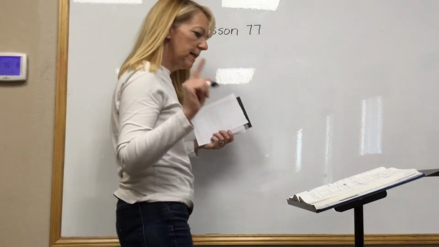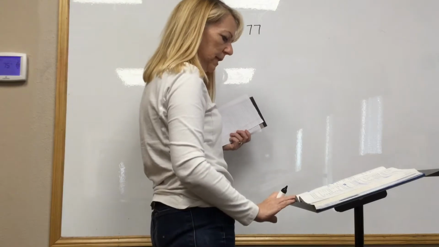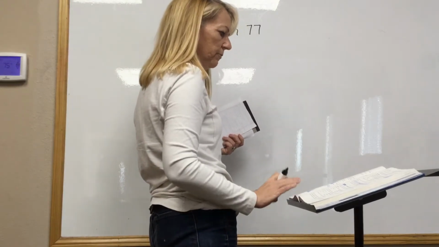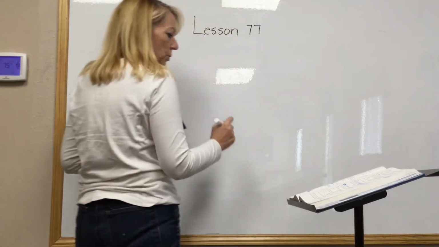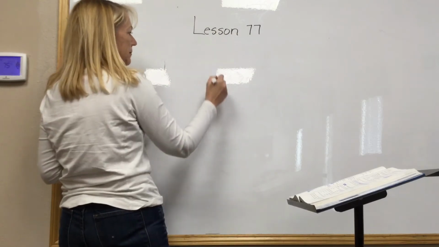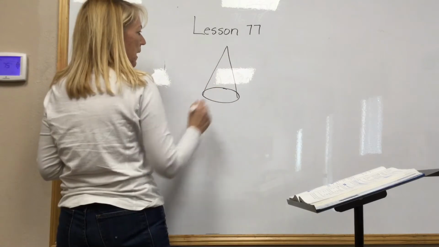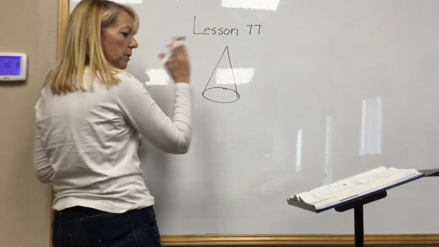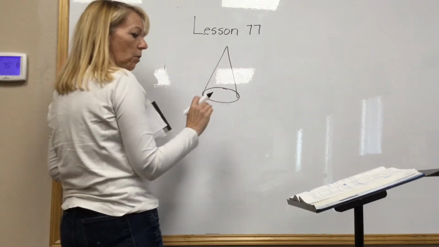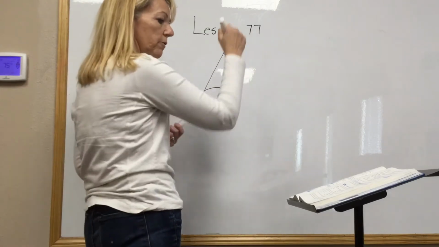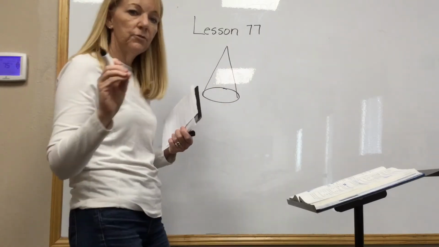Geometry, lesson 77. It's on page 506. This is on surface area and volume of cones. So if I have a cone, you know I can't draw really well, but we're going to try. If I have a cone and I want to know the surface area or the lateral surface area or the volume, there's different formulas for each.